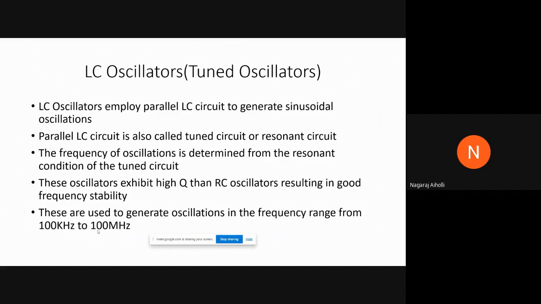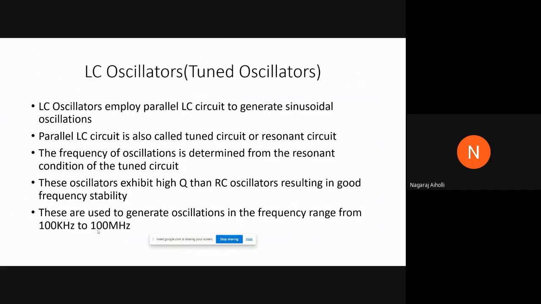There are various names for the LC oscillator. It is called a tuned oscillator and also a resonant circuit. The frequency of oscillation is determined from the resonant condition of the tuned circuit. At one particular frequency, the output voltage is maximum. That is, the frequency is tuned to a particular value such that at that frequency the output voltage is maximum. This condition is called the resonant condition.